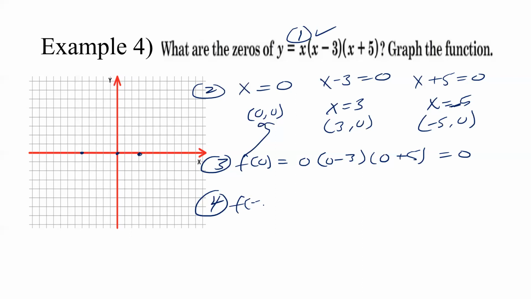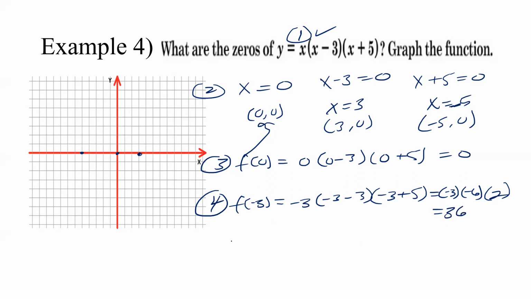I'm going to do f of -3 equals -3 times -3 minus 3 times -3 plus 5. That gives me -3 times -6 times 2, and that equals 36.